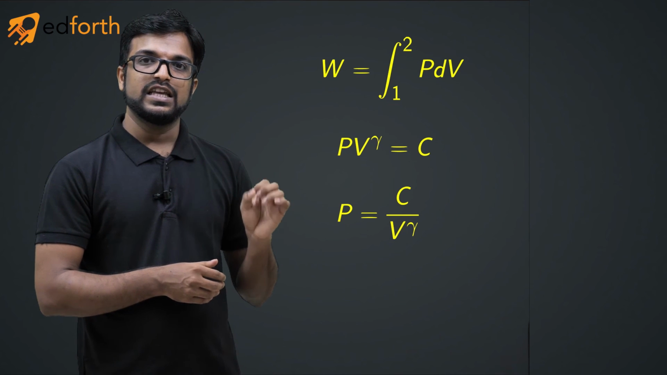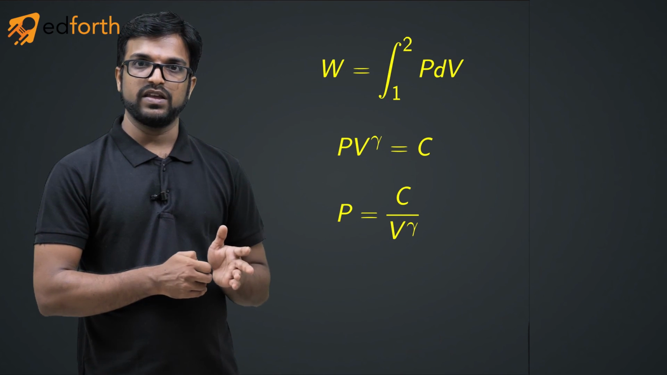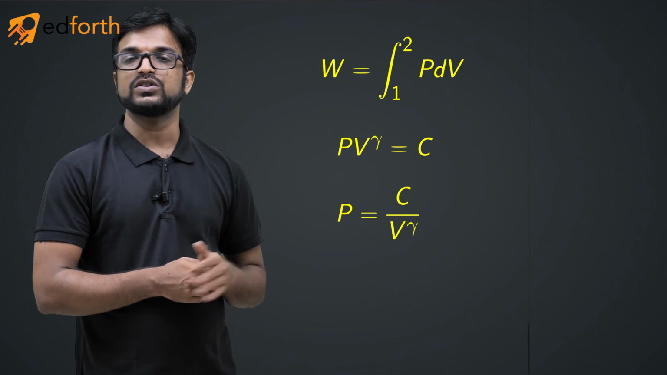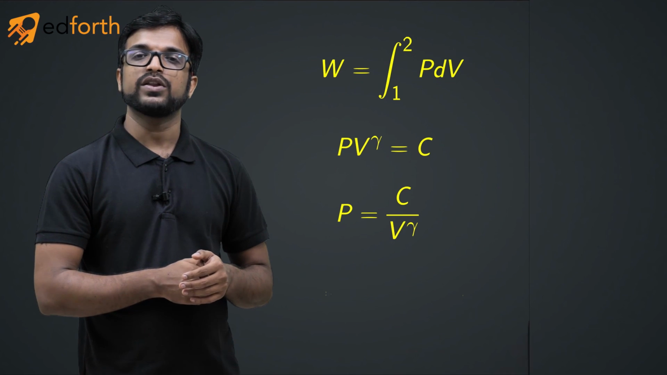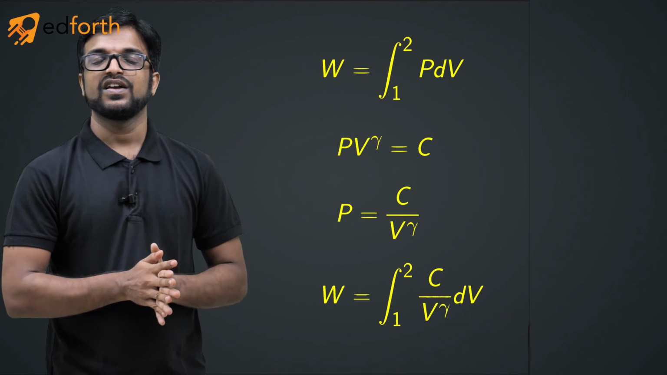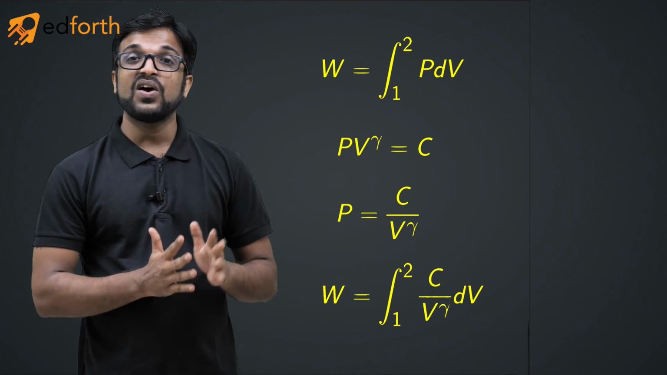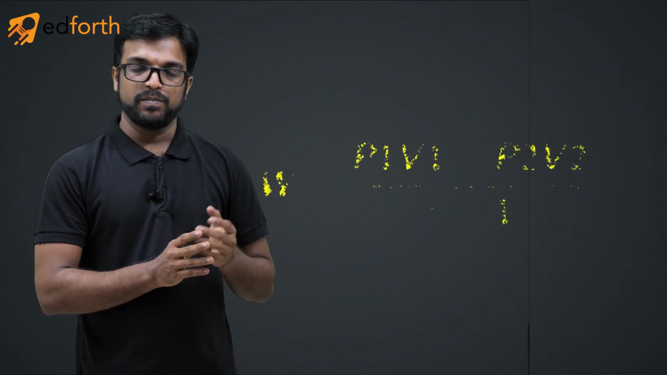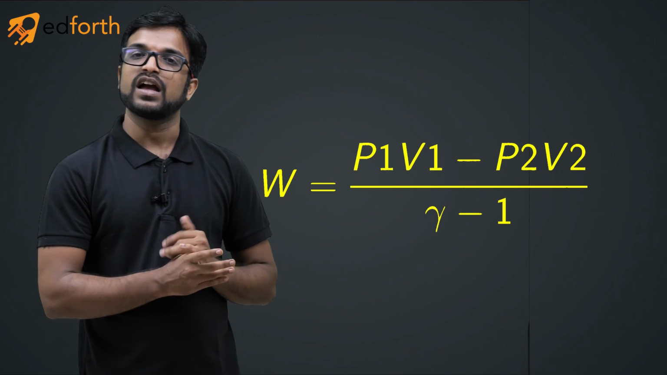So I will write C by V raised to gamma in place of P, and I will be getting W is equal to integral C by V raised to gamma into dV from state 1 to state 2. Alright. Now if you integrate this and follow the steps, you will get the answer as W is equal to P1 V1 minus P2 V2 by gamma minus 1.